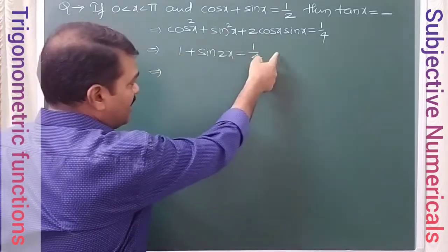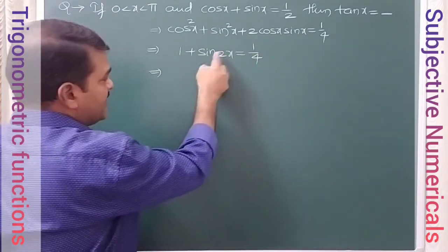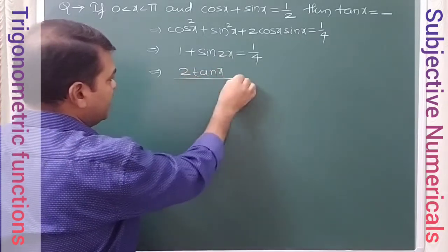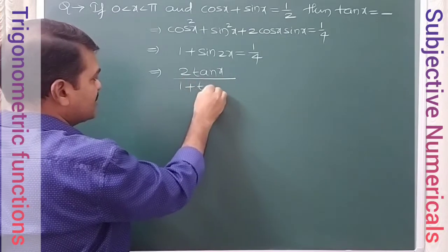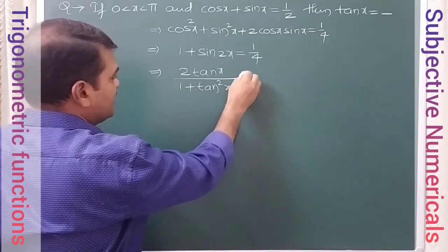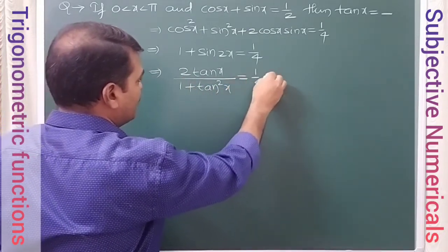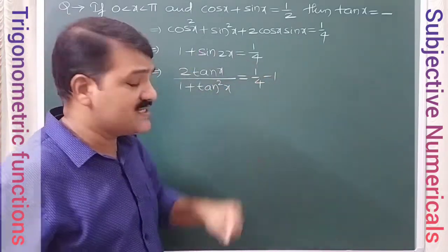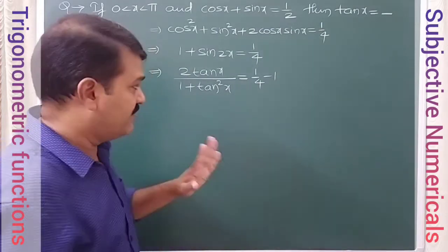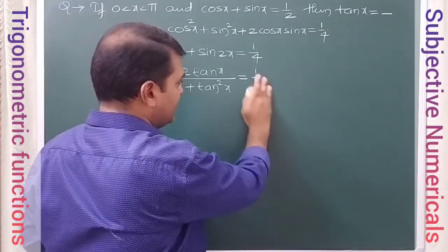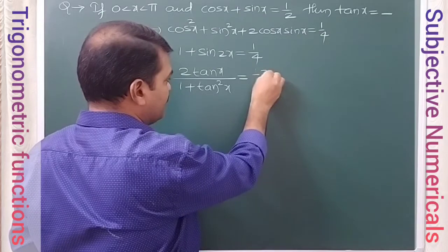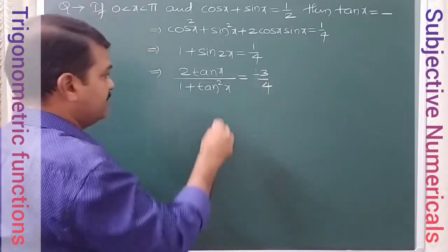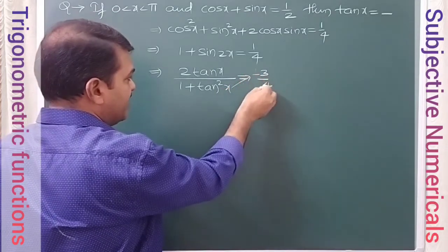So take this 1 to the RHS. The sin 2x formula in terms of tan is 2 tan x by 1 plus tan square x. So this is equal to 1 by 4 minus 1. What is 1 by 4 minus 1? Minus 3 by 4. Now cross multiply and simplify. Cross multiplication I am doing now.